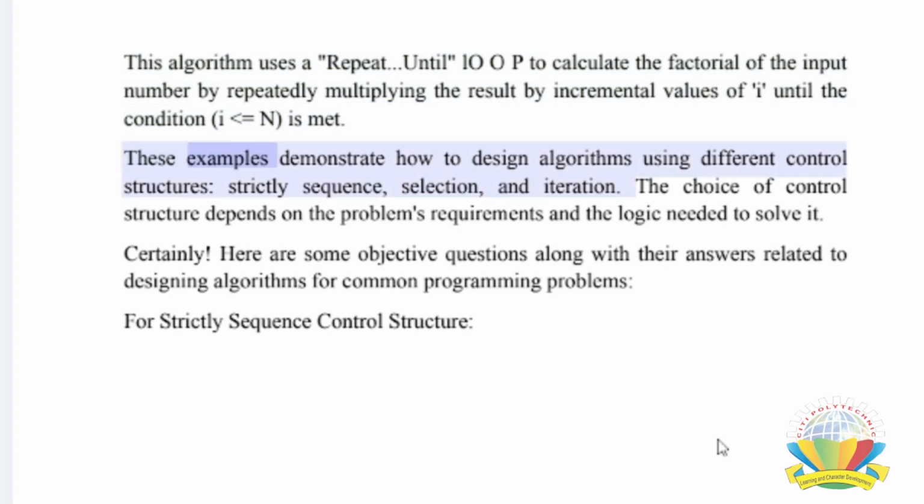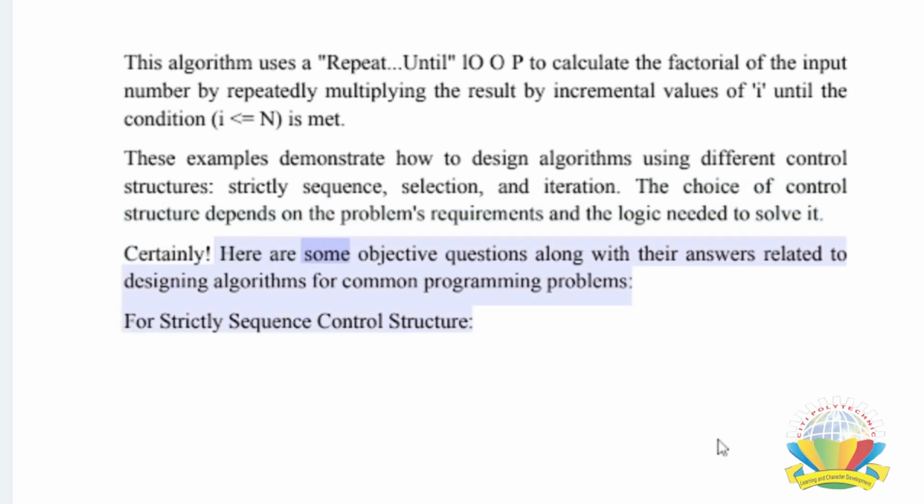These examples demonstrate how to design algorithms using different control structures: strictly sequence, selection, and iteration. The choice of control structure depends on the problem's requirements and the logic needed to solve it.